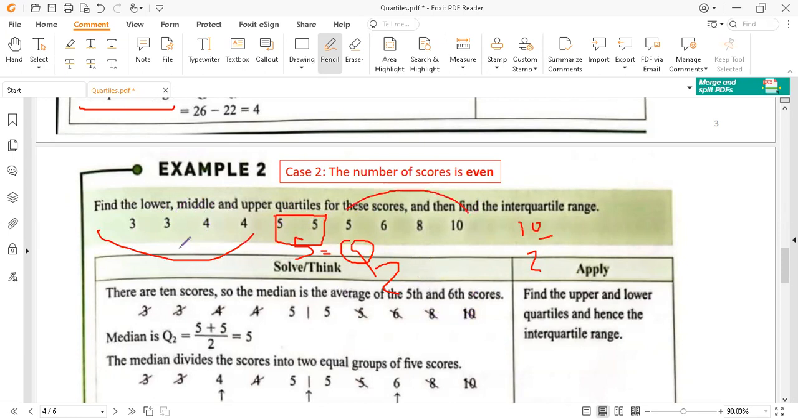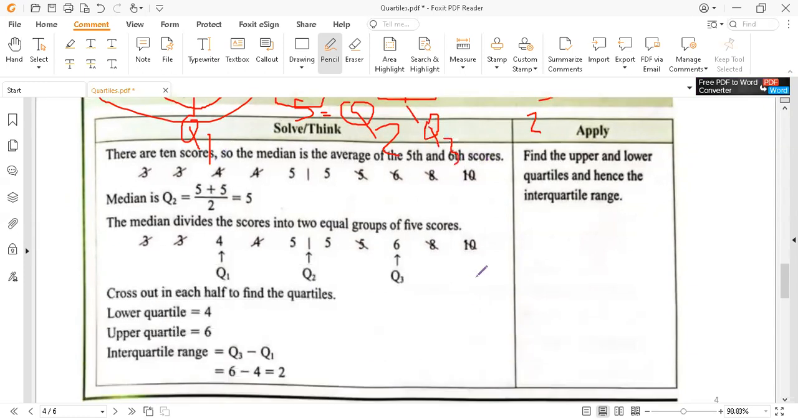Where is, for example, the middle score? We don't have one middle score; we have 2 middle scores. So we find the average of 3 and 4. 3 plus 4 divided by 2 is 3.5. So 3.5 is the lower quartile. Here we also have 2 middle scores, so the average is 7, because 6 plus 8 divided by 2 is 7. This is the upper quartile. So it is easy to find the upper and lower quartiles.